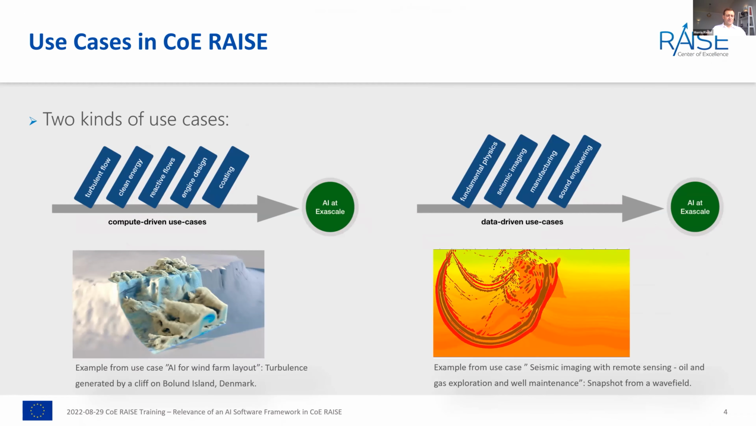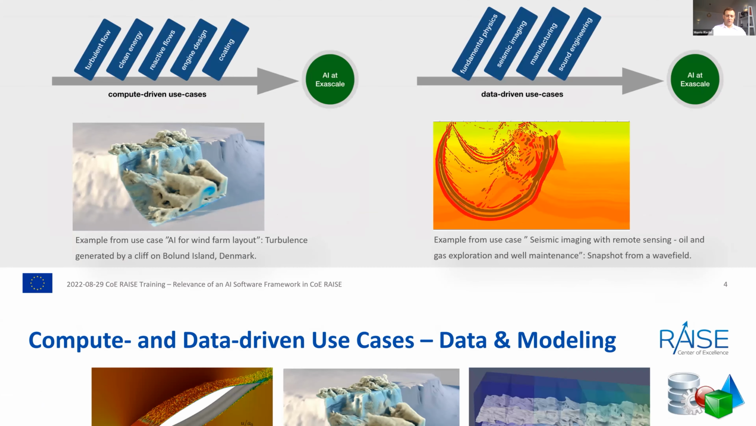So we have these different types of use cases, as I was alluding to. There are compute-driven use cases, 5 of them in different areas of sciences, from turbulent flow over reactive flows and engine design. And then the data-driven use cases are fundamental physics from CERN, for example, but also manufacturers of large 3D printers or sound engineering, creating ears for better hearing in the future. So these use cases are used then to co-design our framework.